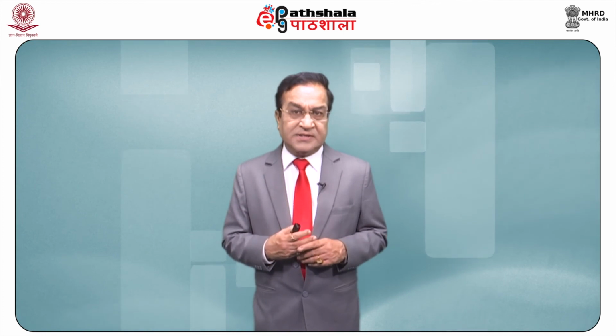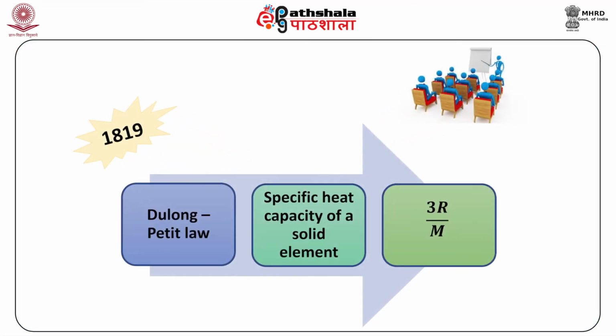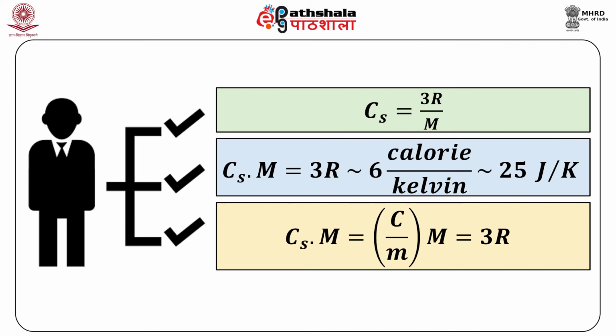In the case of solids, there is a very well known, famous Dulong and Petit's law. According to this law, which was proposed in 1819, specific heat capacity of a solid element is always equal to 3R by M, where R is the gas constant and M is the molar mass. So this was Dulong and Petit's law. As you can see here in equation 1, Cs, that is the specific heat capacity of a solid, is equal to 3R by M.